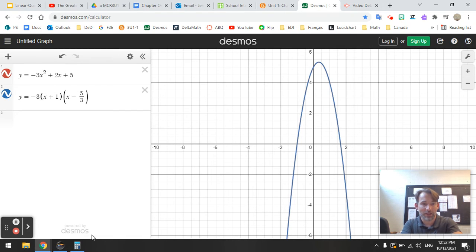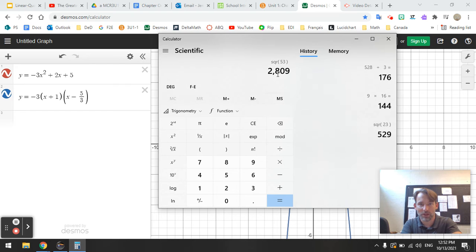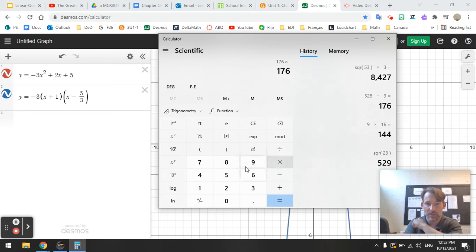So I crank that with a calculator. I have my number here, and I'm going to multiply that by 3, which is equal to 8427. That's going to be on the top, plus 8427. And on the bottom, I had 176 times 4 equals 704.